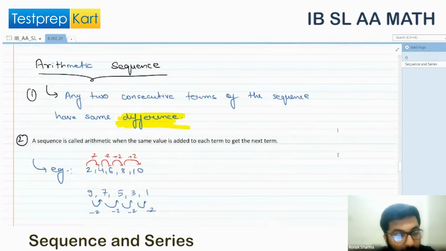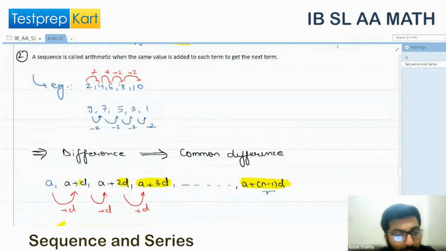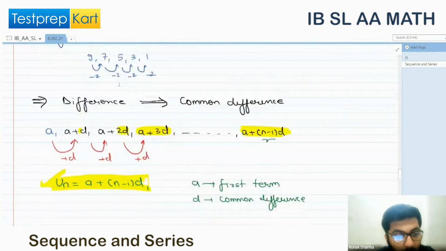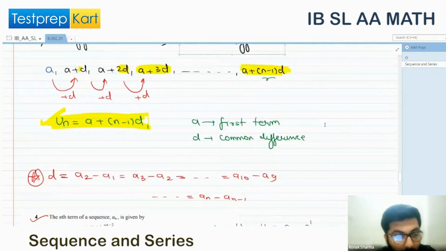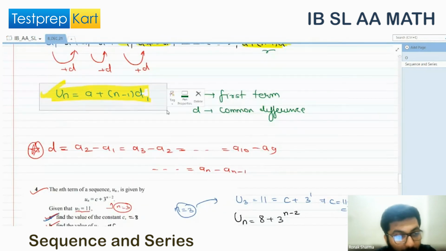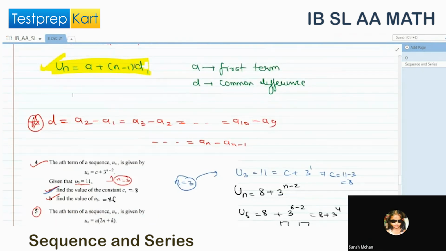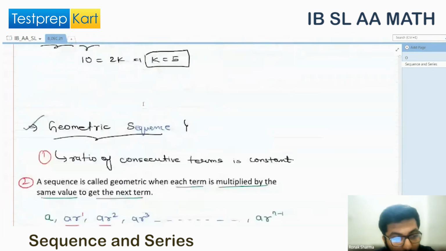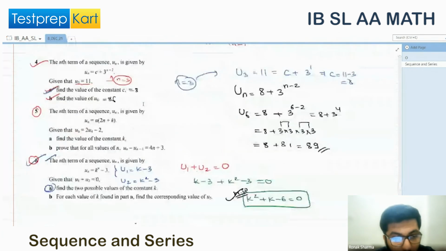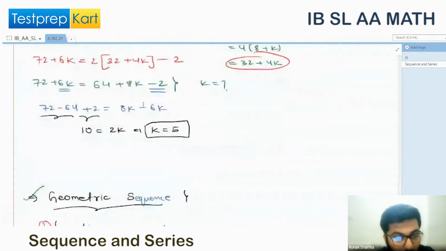Then we saw the basics of the arithmetic sequence. What is an arithmetic sequence? Any two consecutive terms of the sequence have the same difference, or we can get any term by adding a particular number to the previous term. That difference is termed the common difference. What is the general formula for any nth term of an arithmetic sequence? That is a plus (n minus 1)d, where a is the first term and d is the common difference. Then we solved some questions based on the arithmetic sequence. I hope you got all the questions. If you have any doubt, you can ask me.